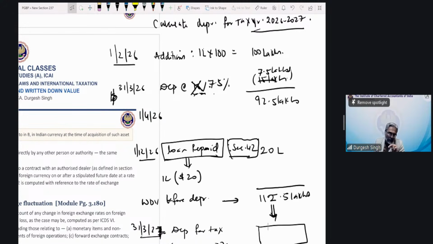Right, students, one more note. Another note. The 50% of the normal rate of depreciation is applicable if the following two conditions are satisfied.